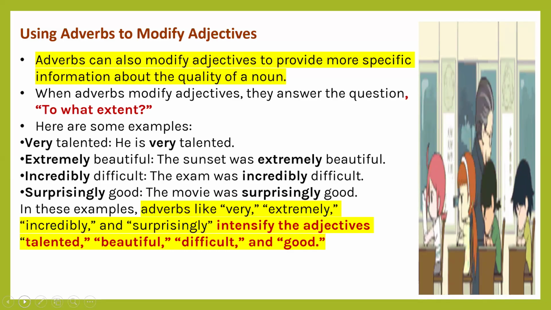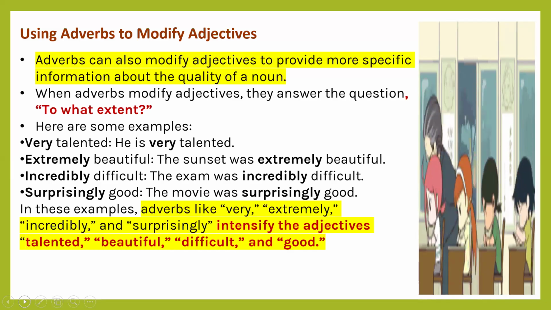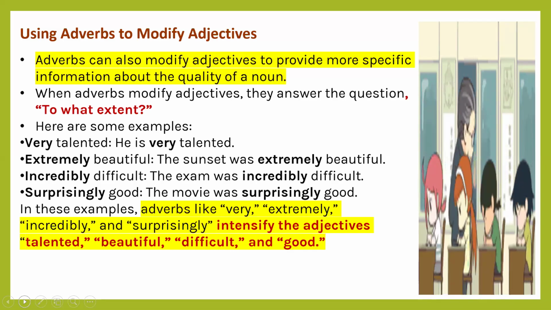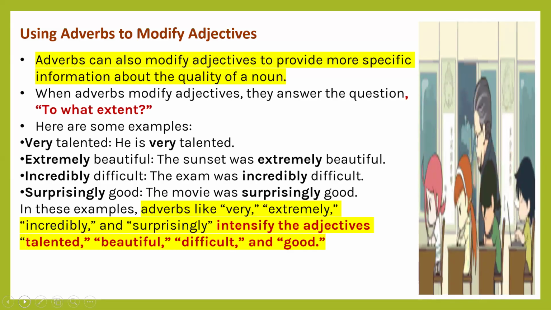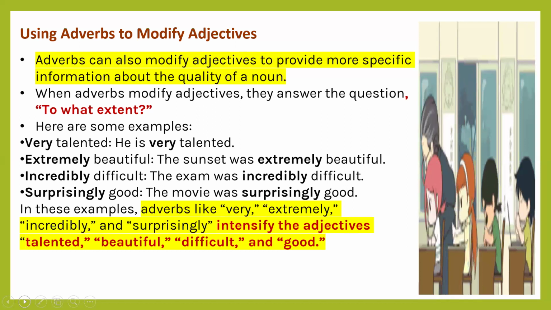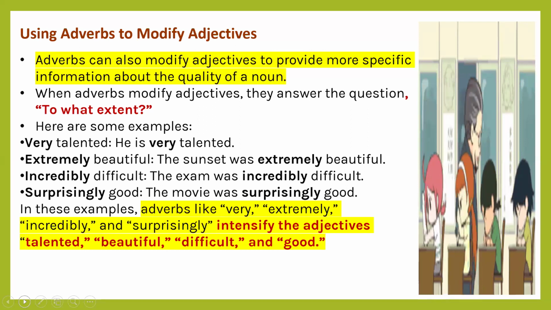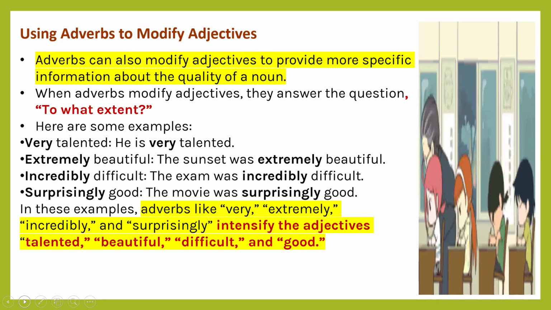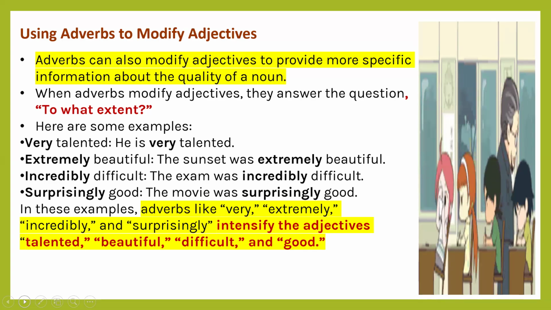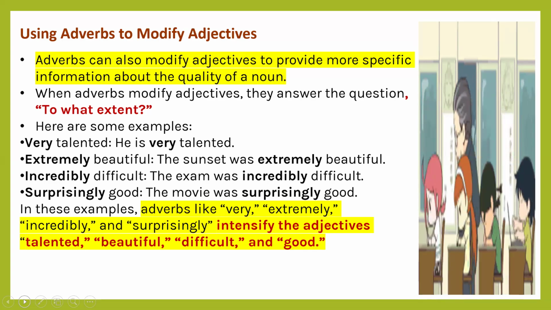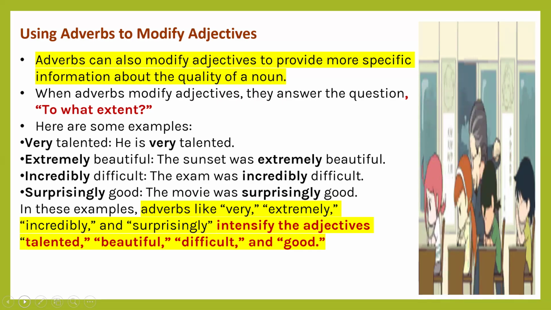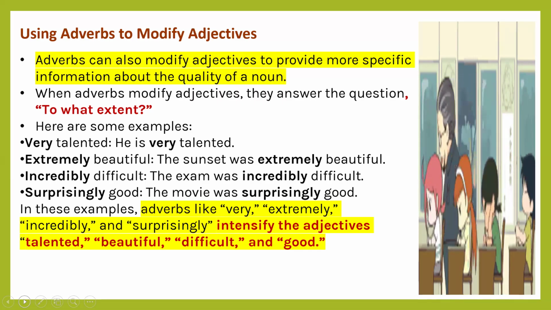The sunset was extremely beautiful. The exam was incredibly difficult. The movie was surprisingly good. All these sentences answer the question, to what extent. Adverbs like very, extremely, incredibly, and surprisingly intensify the adjectives. Talented is an adjective, beautiful is an adjective, difficult is an adjective, good is an adjective.